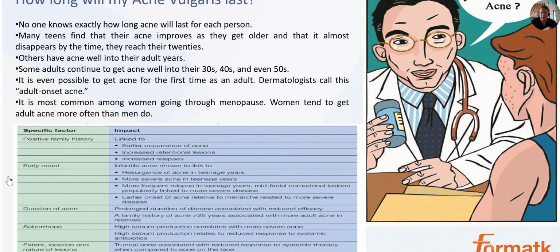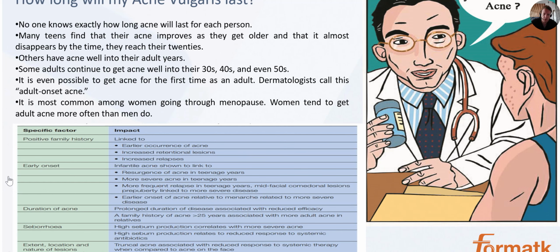So right now we learned about acne and bacterial infection. Most people would like to know how long their acne will last, but the truth is nobody knows. It's individual. There are some criteria that may show that in your case it will be longer. If you have a family history, where one of your parents had acne for a longer time, then you might be predisposed to having it longer.